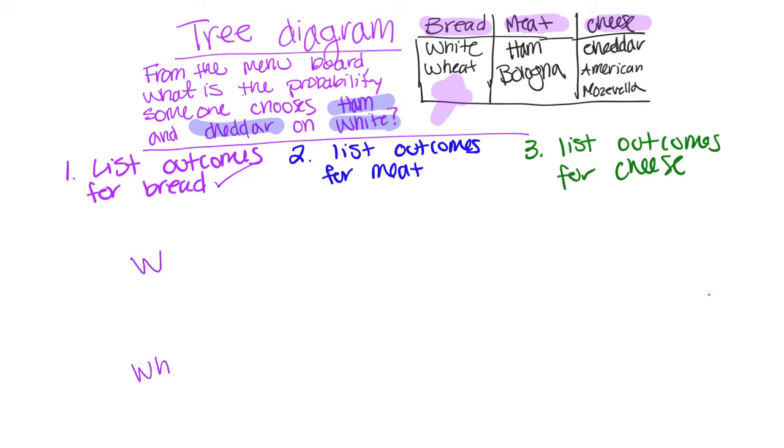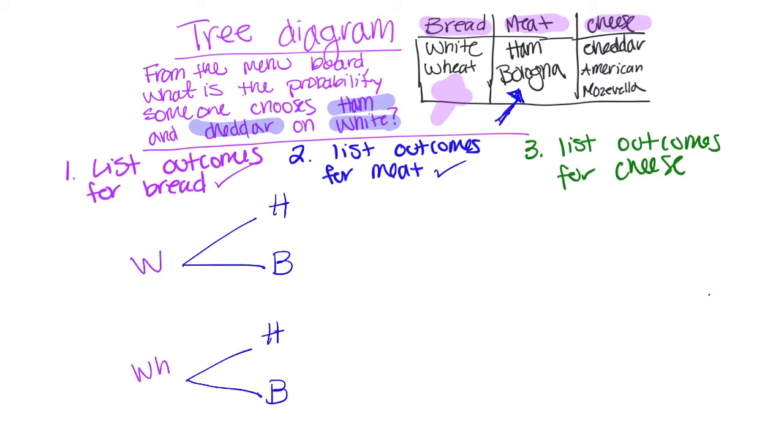Then I have my choices for meat options on my sandwich, and I need to list those off of each type of bread. So I can choose white and then ham, or I could choose white bread and bologna. I could choose wheat and ham, or wheat and bologna. Done.